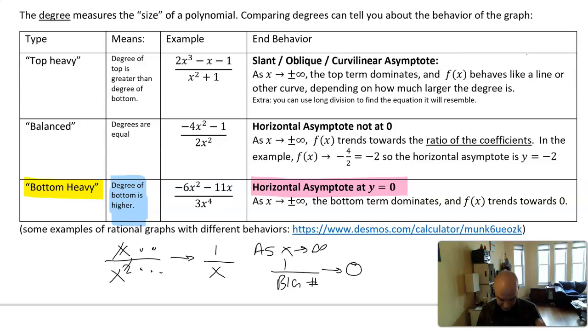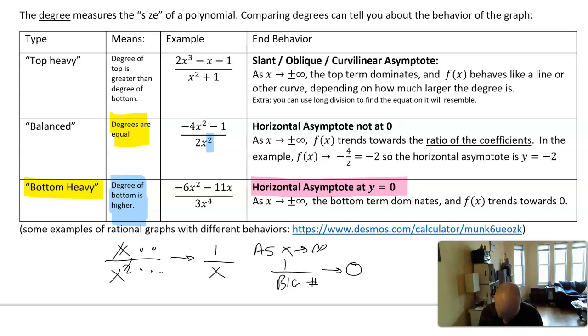What if your function's not bottom-heavy? Well, there's two other cases. The second most common case is if you have the same degree in the numerator and denominator. So the example here is equal degrees, and you have negative 4x squared over 2x squared. Those are the same degree.